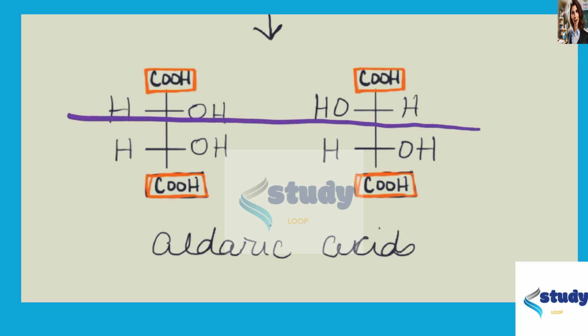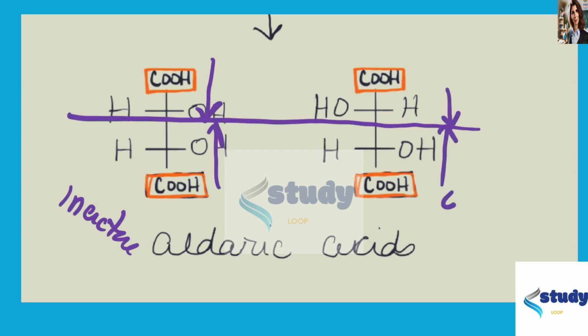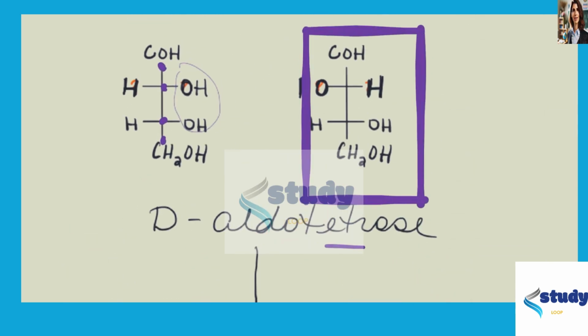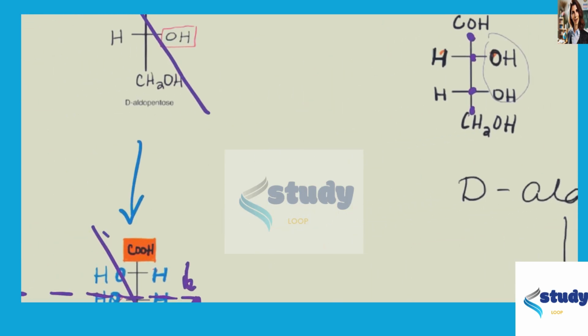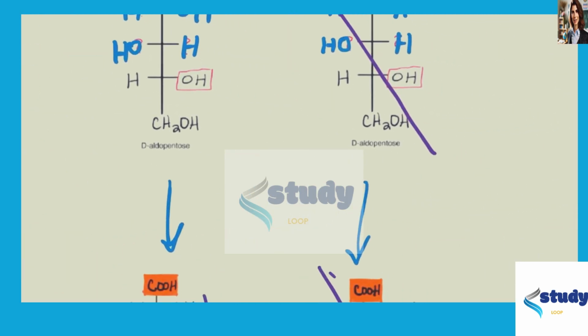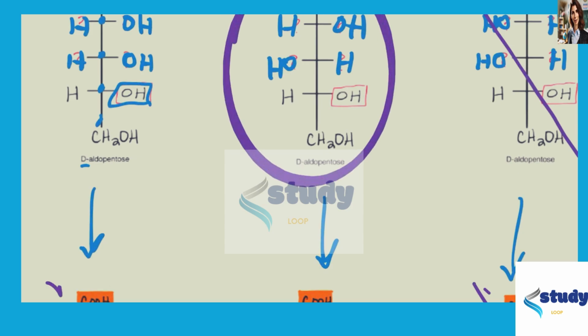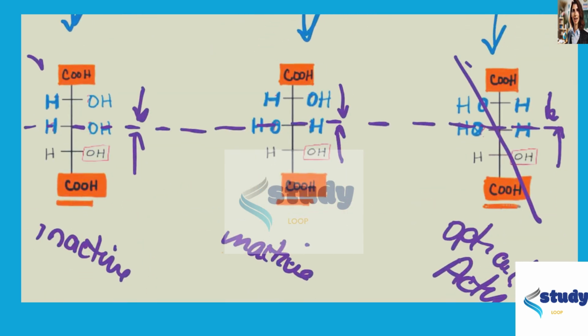Drawing a line through, notice that this one is symmetrical. If it's symmetrical, it is optically inactive, and that's not what we want. This one, however, is optically active because it is not symmetrical. So, moving backwards, this is the aldotetrose structure that would result in an optically active aldaric acid, which is then coming from this aldopentose structure that would give us an optically inactive aldaric acid.